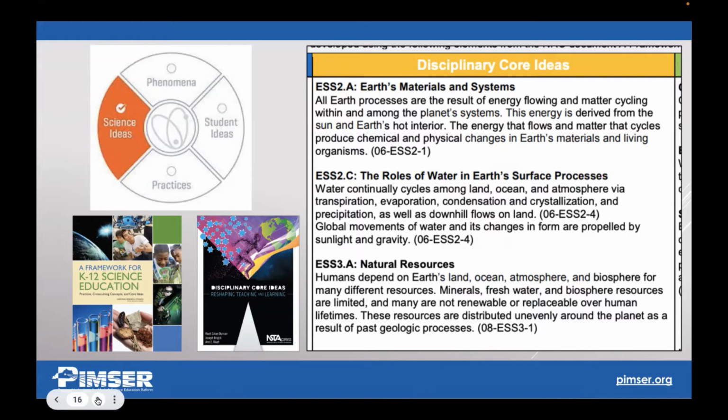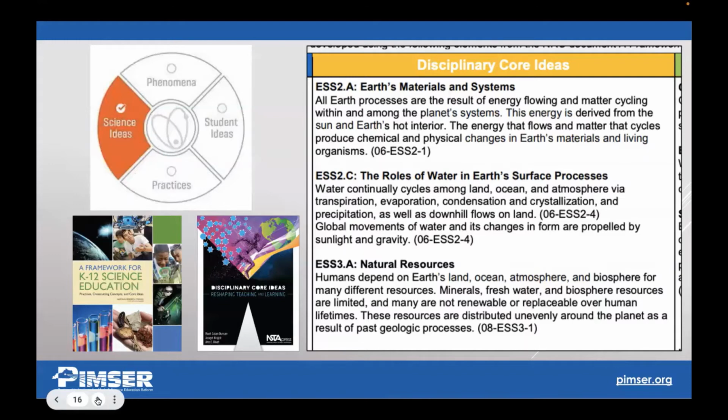I have found that an NSTA publication, Disciplinary Core Ideas, you can see a picture of this on the screen, has really helped me to dig in and consider what are those big ideas? What do we mean by conceptual development of those big ideas? And the book even gives some possible experiences to consider for developing understanding.